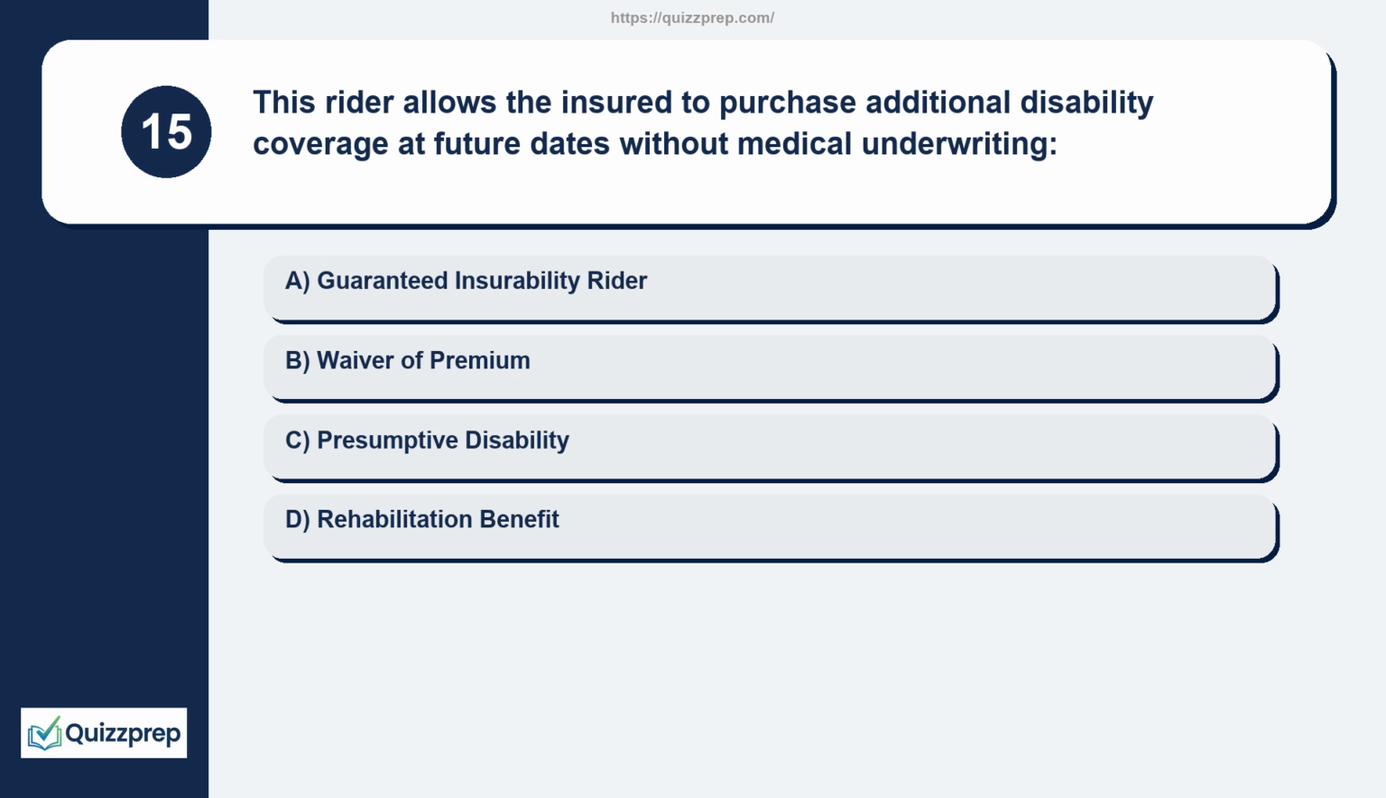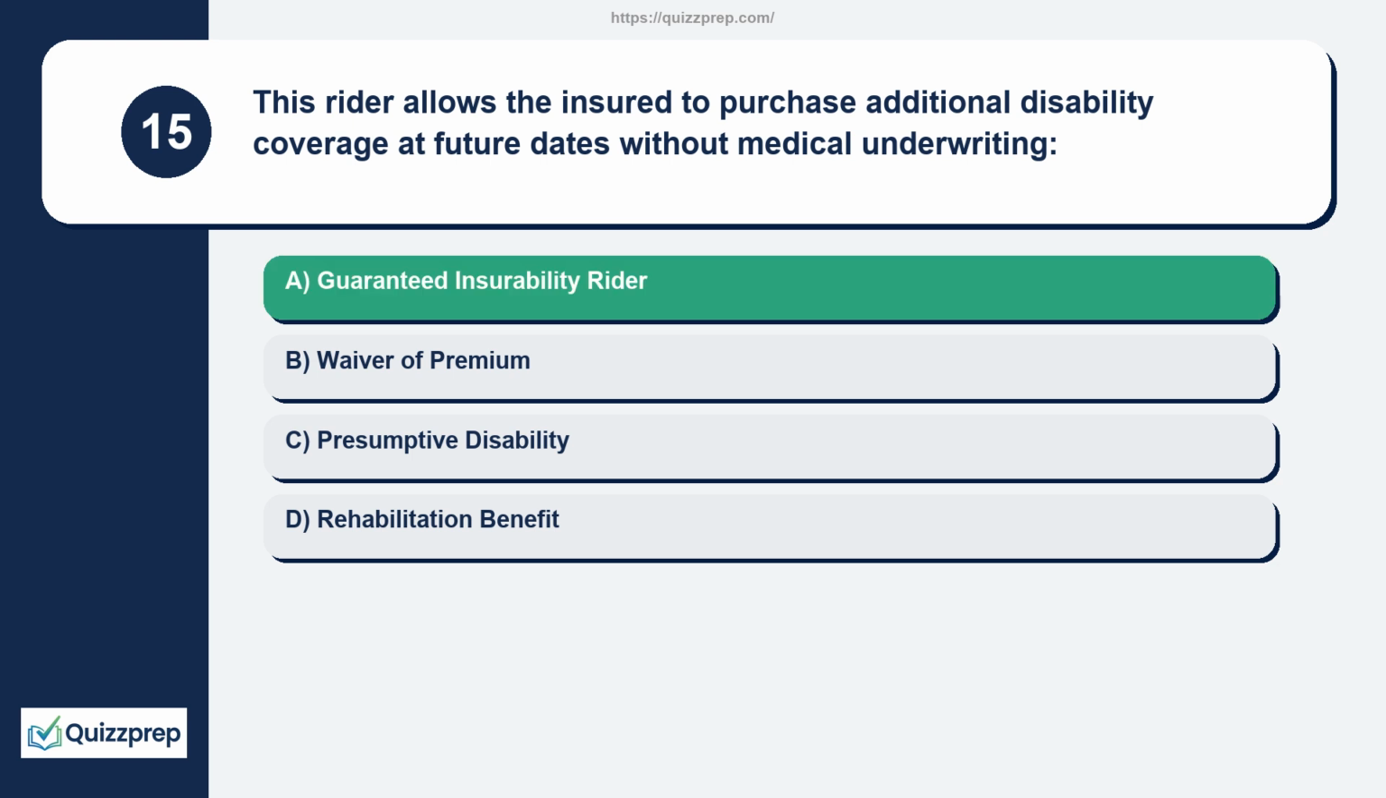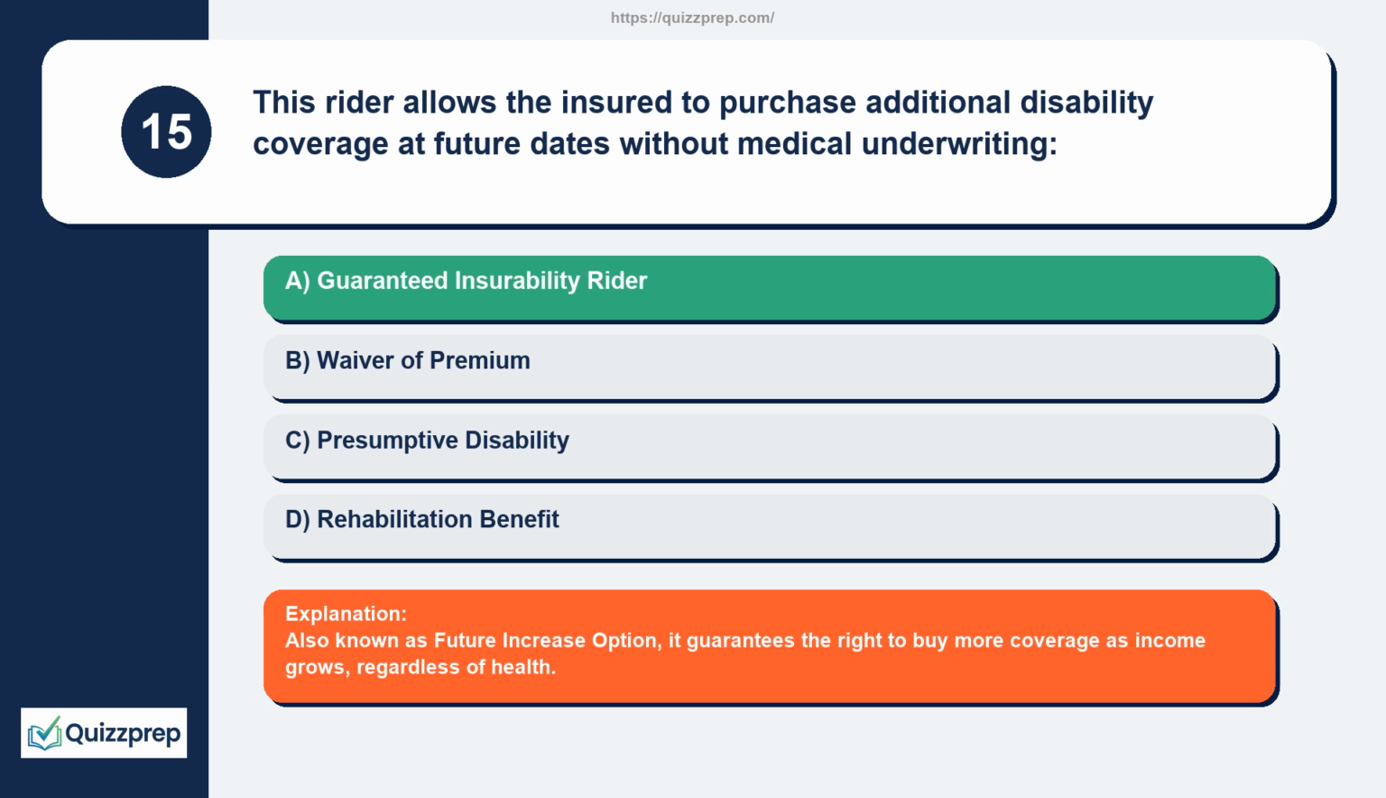Question 15. This rider allows the insured to purchase additional disability coverage at future dates without medical underwriting. Guaranteed insurability rider, waiver of premium, presumptive disability, rehabilitation benefit. Also known as future increase option, it guarantees the right to buy more coverage as income grows, regardless of health.